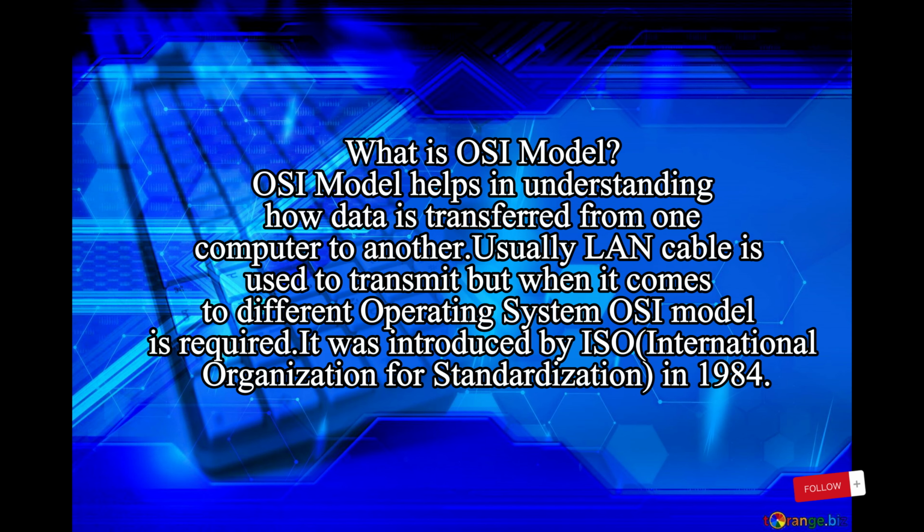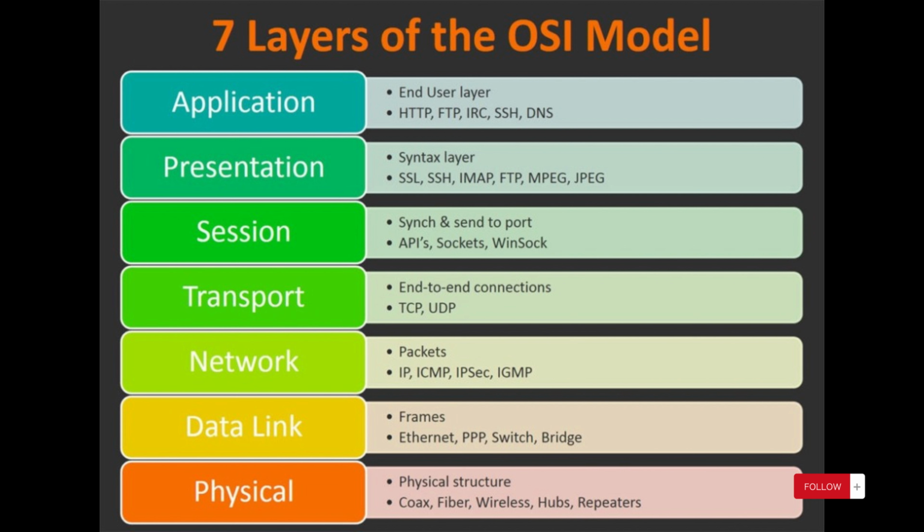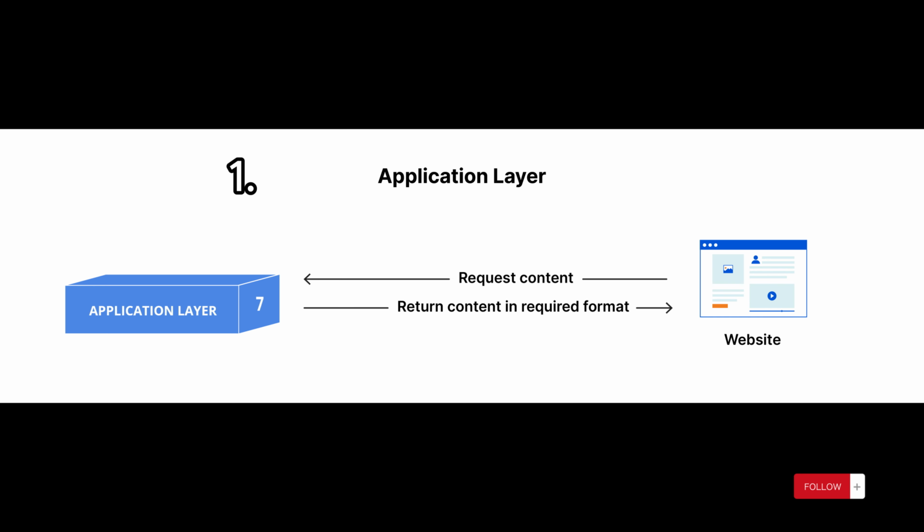What are the 7 layers of the OSI model? Application, presentation, session, transport, network, data link, and physical layers. These are the 7 layers of the OSI model. In these 7 layers, the transmission of the data takes place from the application layer to the physical layer, and the receiving of data is from the physical layer to the application layer.